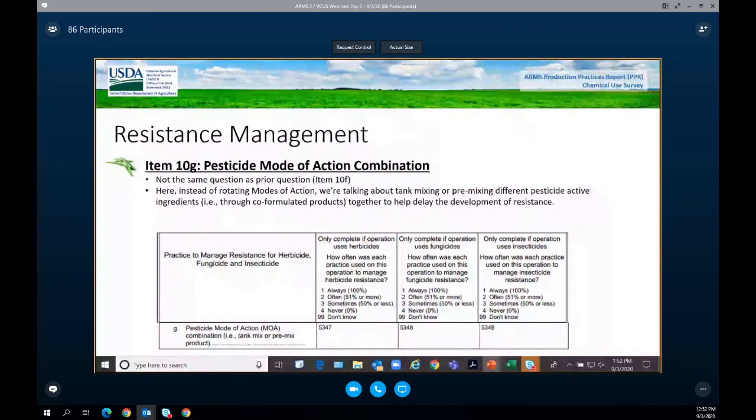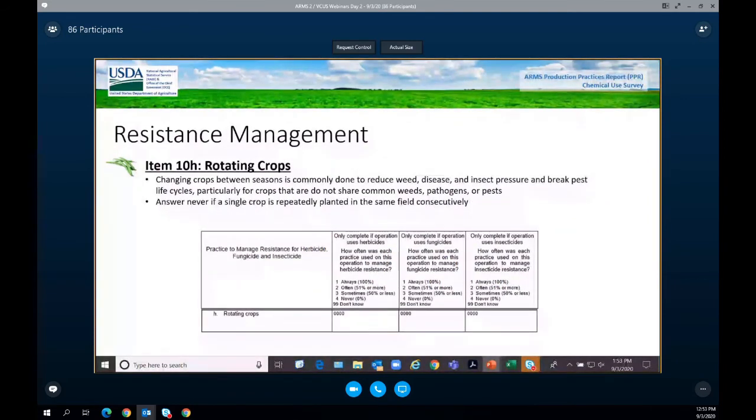That has to do with the tank mix, where you're actually giving them two active ingredients in the same spray. And so two very different tactics, and we'd like to know how commonly they're making use of those. Tank mixing is much more common for herbicides and fungicides, whereas rotation is typically more common for insecticides.